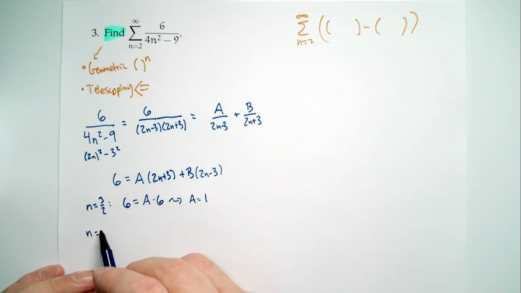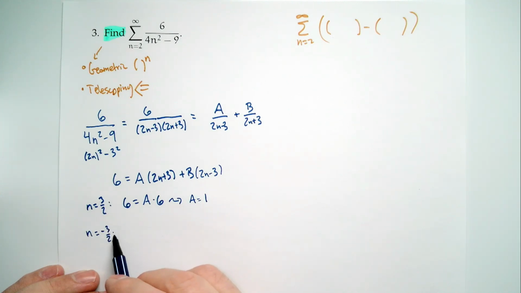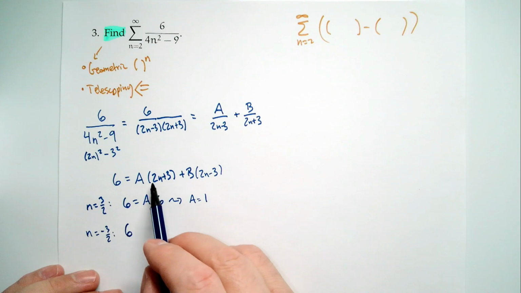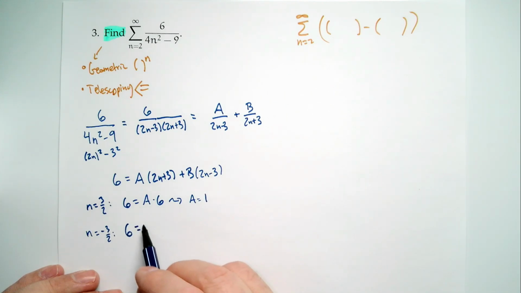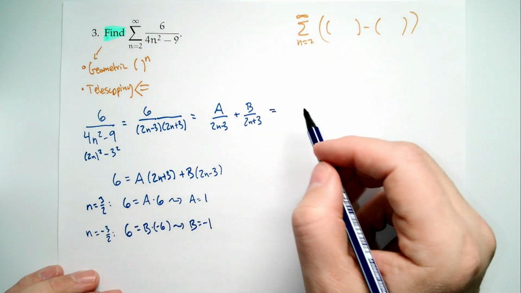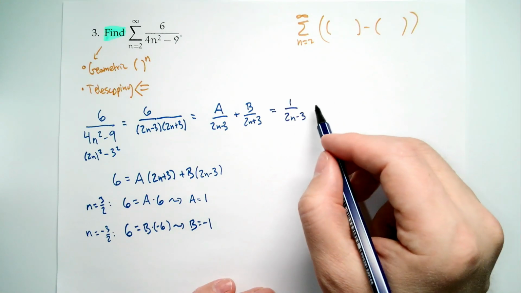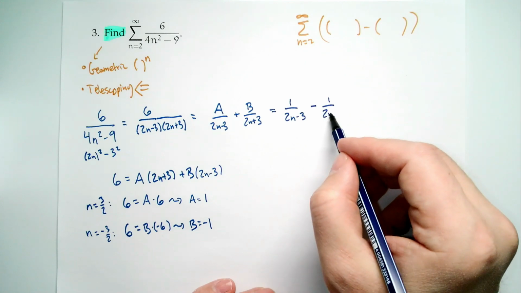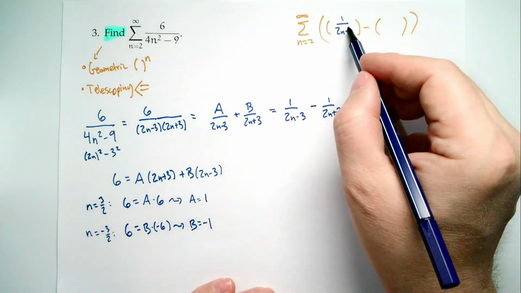Now, what's the other choice? Well, to knock out this term, choose negative 3/2. And what does that get us? Well, 6. This term will become 0 times A, which goes away. And then we'll get negative 3/2 times 2, which is negative 3, minus 3 is negative 6. So B times minus 6, which tells us that B has to be negative 1. So this looks like 1 over 2n minus 3 minus 1 over 2n plus 3. See, that's what we want. So our sum has become that.